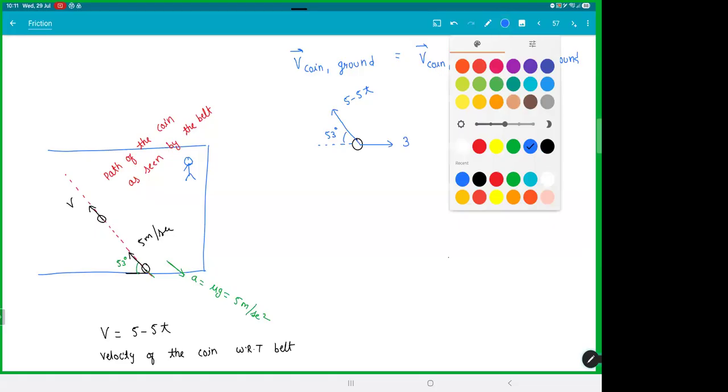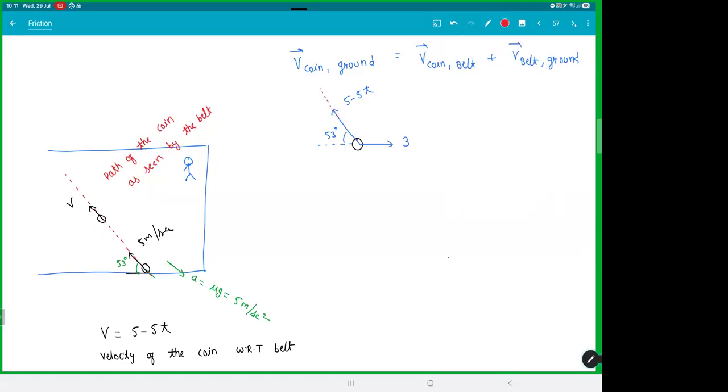Now here, one way to do this: assume this is your x-axis and this is your y-axis. I'll show you why. I'll take a general one also and you'll understand. So if this was 53, this was 53. Now resolve the components. I'll choose this as y and this as x. Now, if you look at the velocities, we have 3 sine 53, this will be 5 minus 5t, and this will be 3 cos 53.